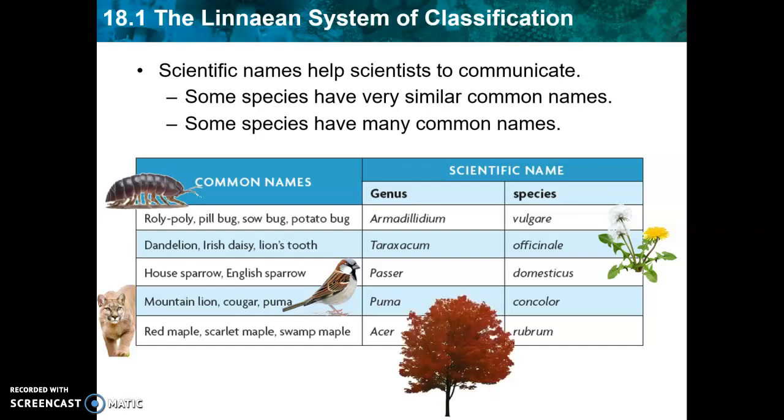And also in terms of plants, let's not forget those. We have red maple, scarlet maple, and swamp maple. All of them, however, refer to the one organism that has the scientific name Acer rubrum. So it's really important for scientists to make sure that they're very specifically communicating what exact organism they are talking about by using the accepted scientific name.